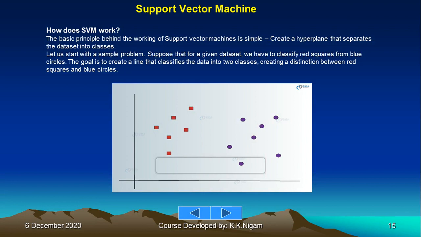Now, how does SVM work? The basic principle behind the working of support vector machine is simple. Create a hyperplane that separates the two data sets into two classes. Let's start with a simple problem. Suppose that for a given data set, we have to classify red squares from blue circles. The goal is to create a line that classifies the data into two classes, creating a distinction between red squares and the blue circles.